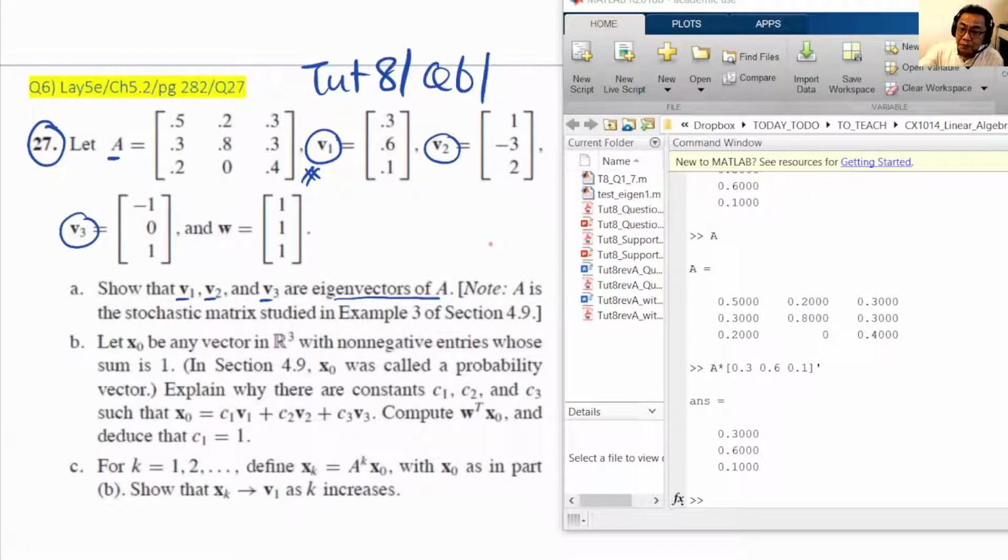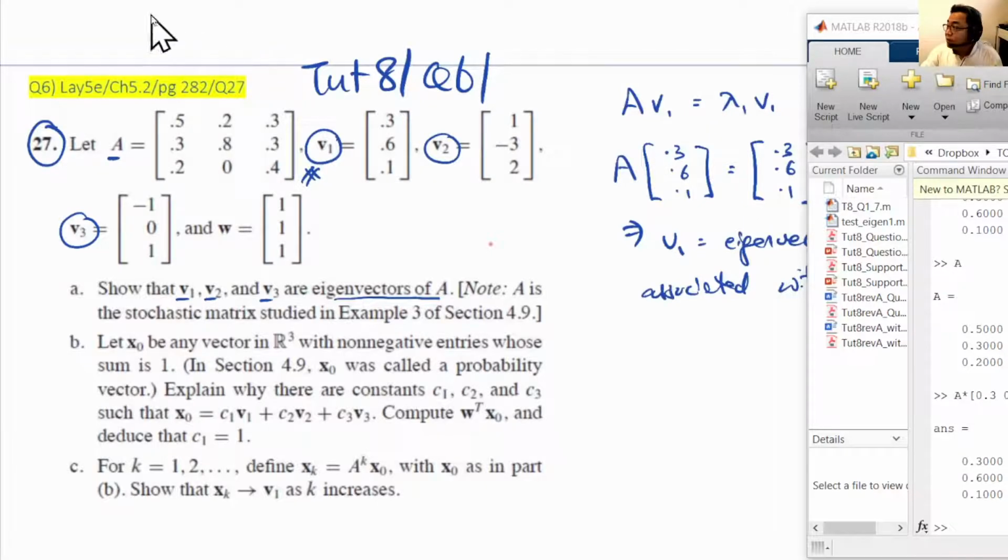In MATLAB, I enter the matrix A, as you see here, and then I multiply with the vector 0.3, 0.6, 0.1 transpose, basically making this a column vector. So it's A times v1, and I get 0.3, 0.6, and 0.1, exactly the same. So what it means is that I have the eigenvalue equal to 1 for this eigenvector.